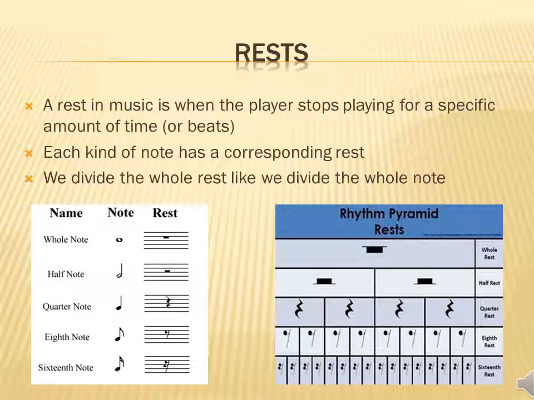Rests. A rest in music is when the player stops playing for a specific amount of time or beats. Each kind of note has a corresponding rest. We divide the whole rest like we divide the whole note. The chart on the bottom left shows each note with its corresponding rest. And the rhythm pyramid rest chart on the bottom right shows how the whole rest is divided by each of the other types of rests.